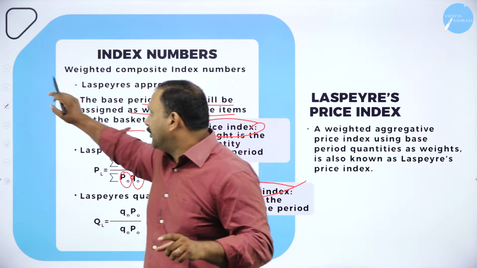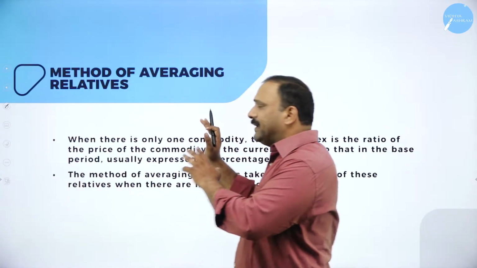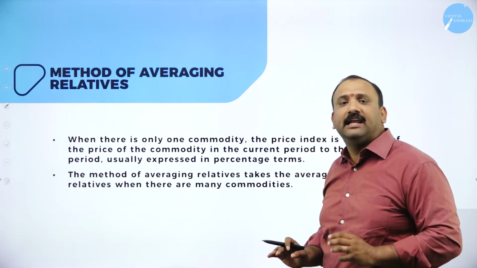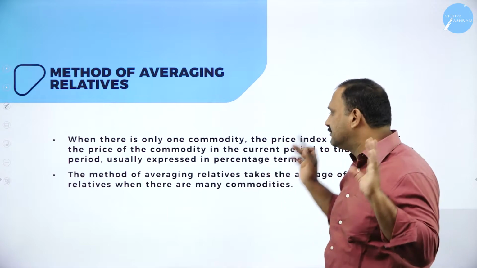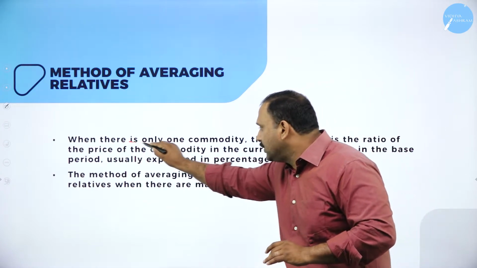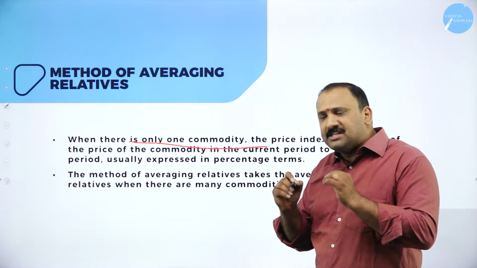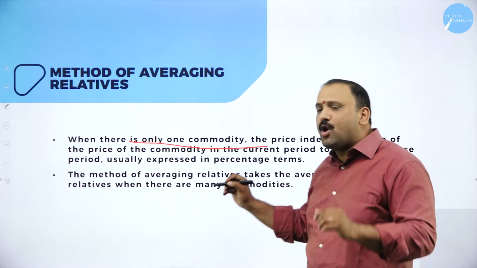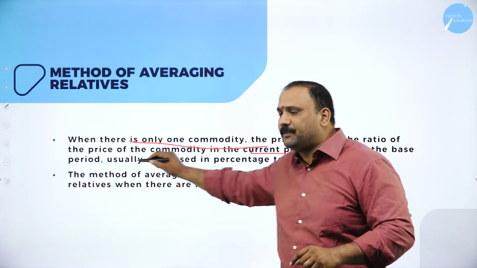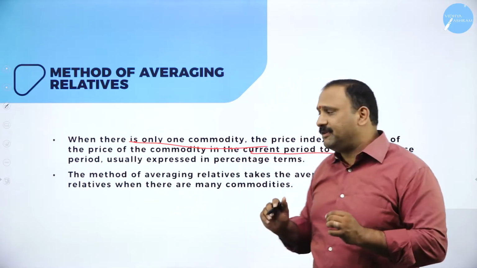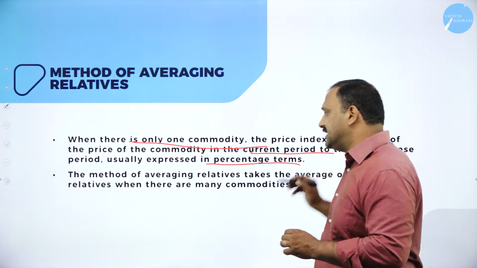Moving forward, the method of average relatives. Why this matters to us in terms of averaging the relatives? How are you going to do that? When there is only one commodity, the price index is the ratio of the price of the commodity in the current period to that of the base period. That is what usually we have believed, and it is expressed in percentage terms.